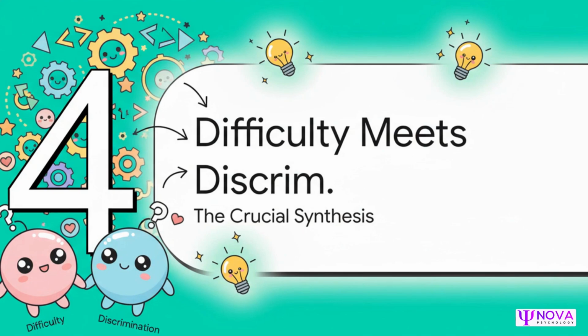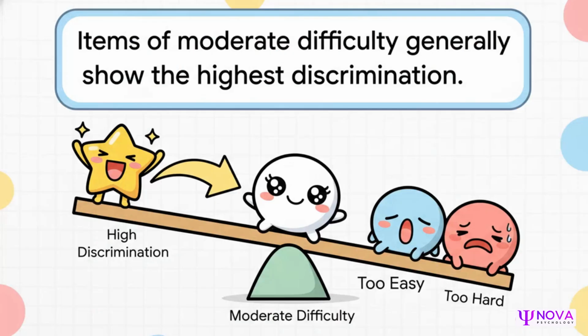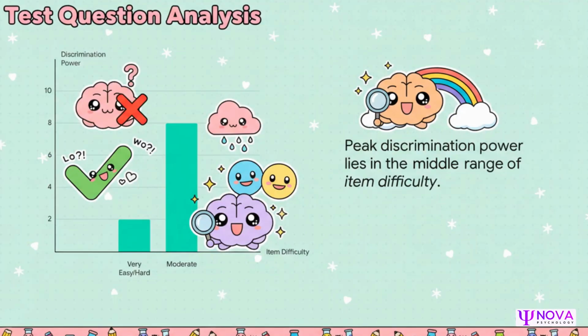All right, now it's time to bring our two big ideas together. You can't just look at difficulty by itself, and you can't just look at discrimination by itself. The real magic happens when you look at them both at the same time. And here is the single most important takeaway. There is a direct relationship between these two things. The questions that are best at telling students apart are almost always the ones that have a medium level of difficulty. This chart just says it all, doesn't it?